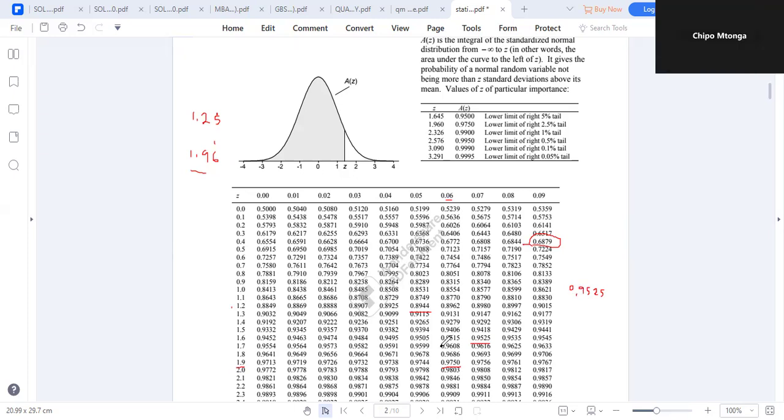1.67. So you went here, 1.6 and 0.07. Are we together? 1.67. Is that clear? Yes, sir. Okay. So that is how we do it. Okay. So we can now go to another random figure.